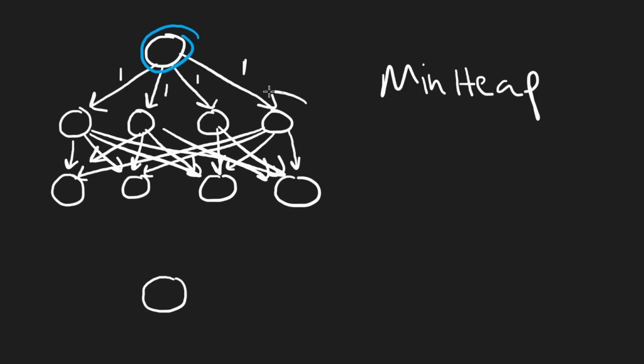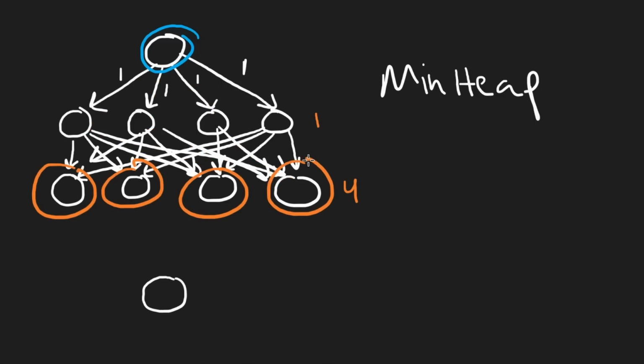But for each of these nodes, we saw that there was one way to reach each of these nodes, right? From here, I can go there. Okay, but what about this node? There's 4 ways to reach this node because I can go here and there, or here and there, or here and there, or here and there. And we could do that for every one of these nodes. So 4 ways to reach each of these.